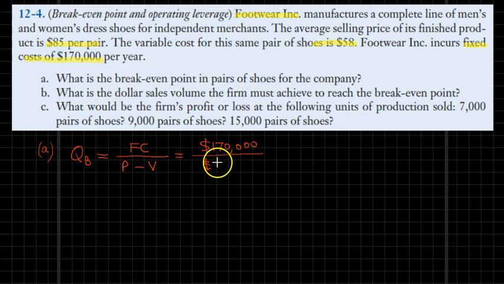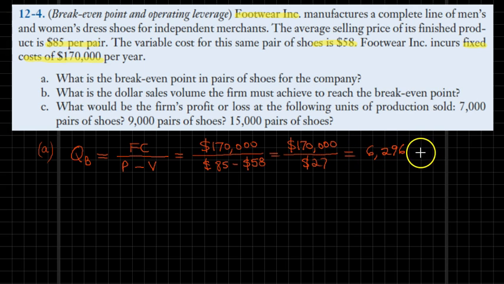Yes, $85, and then the variable cost per pair of shoes is $58. So that would equal $170,000 divided by 85 minus 58, which is $27. And now cranking through the algebra, we get 6,296 pairs of shoes as a break-even point for the company. So the company would make zero profit if selling this many shoes.